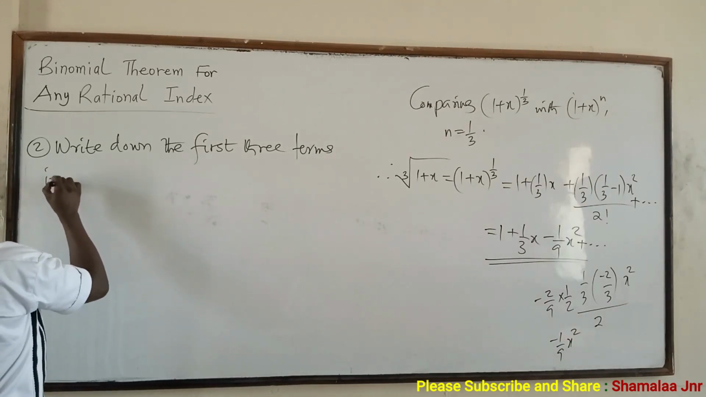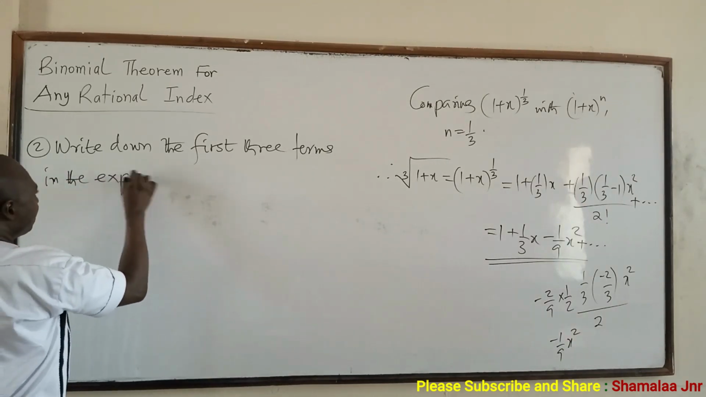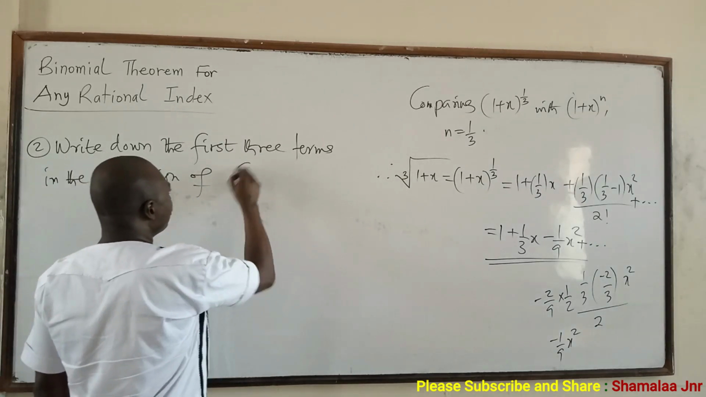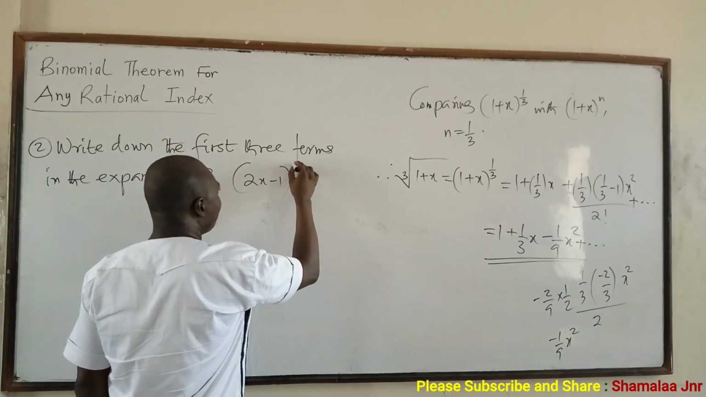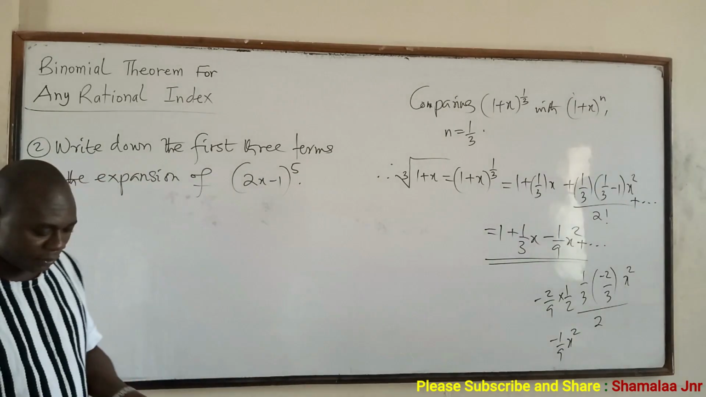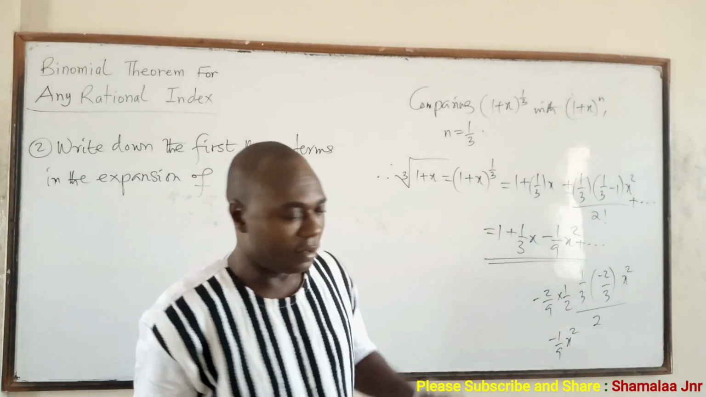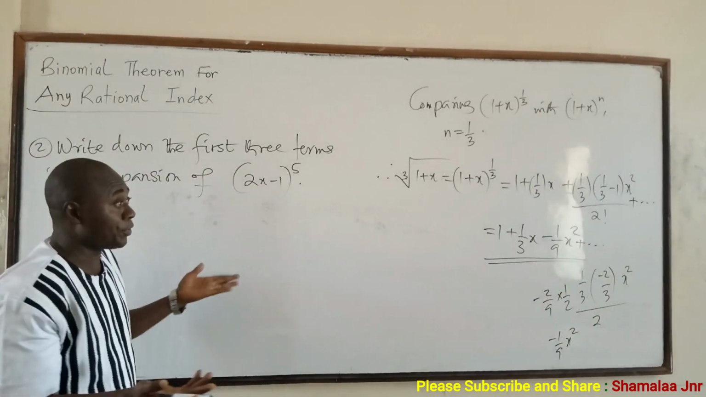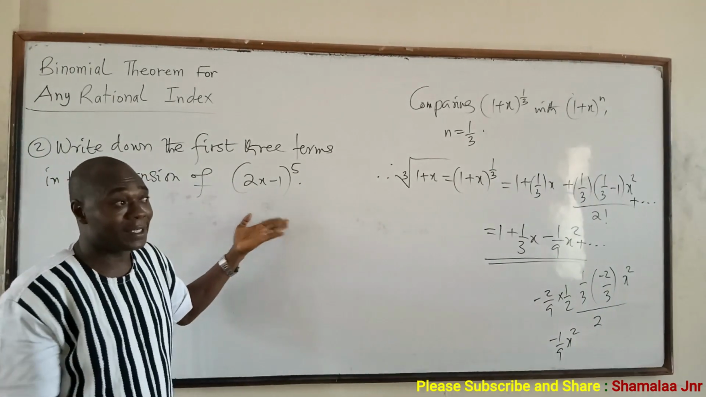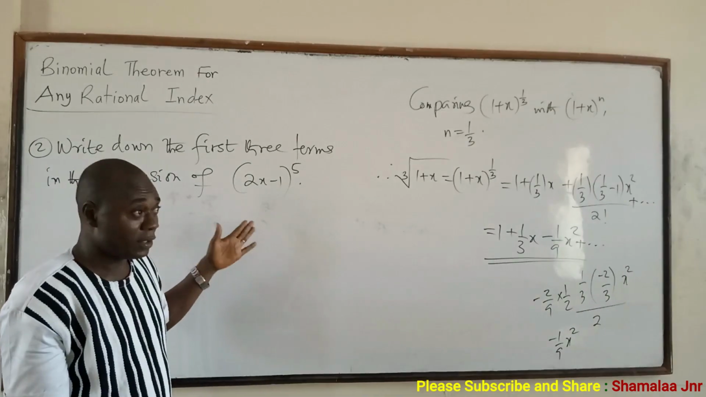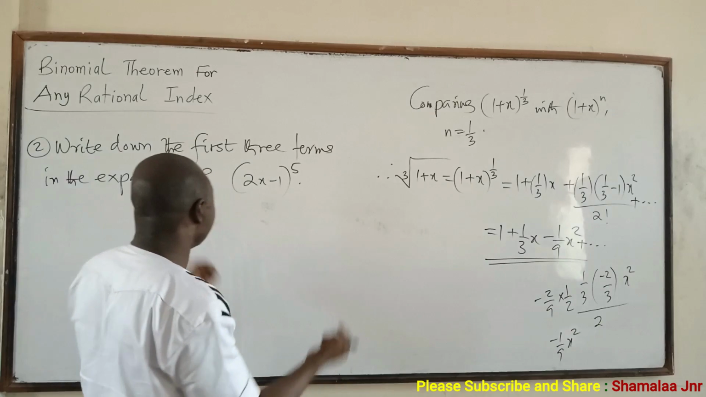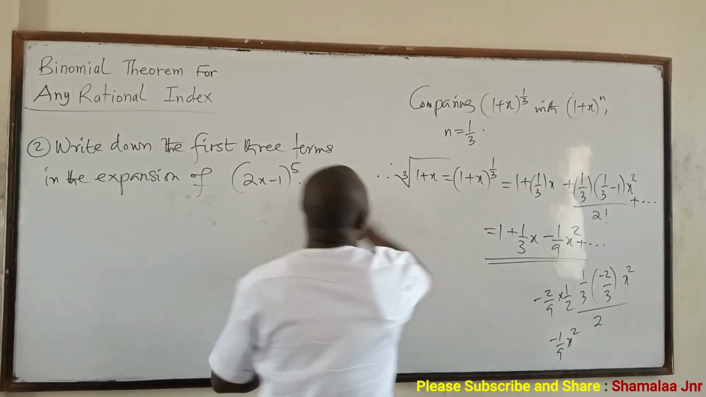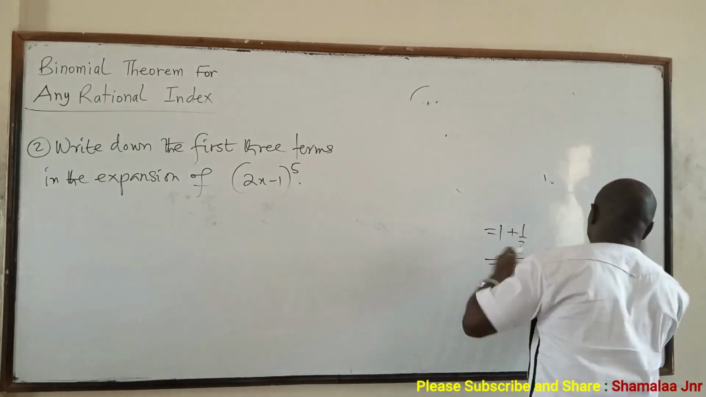In the expansion of 2x minus 1 all raised to the power 5. Yes. So let's assume that I have been asked to use the binomial theorem for any rational index to solve this one. Yes. Because when we are not restricted, for this one you can decide to use Pascal's triangle. You can decide to use it. Yes. But let's assume that I have been restricted to use the binomial theorem for any rational index to solve this. So let's look at it. So let me clean this side. We are done with this.